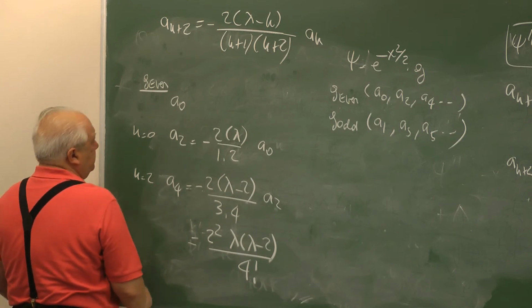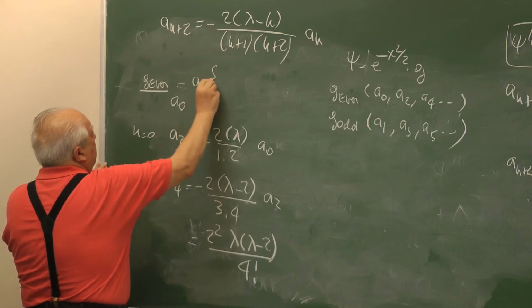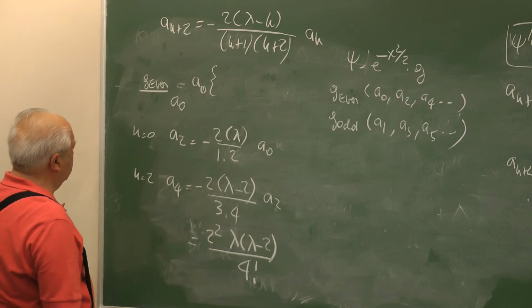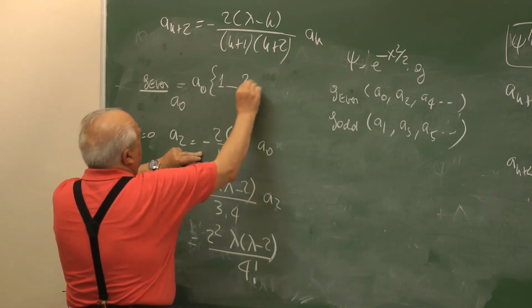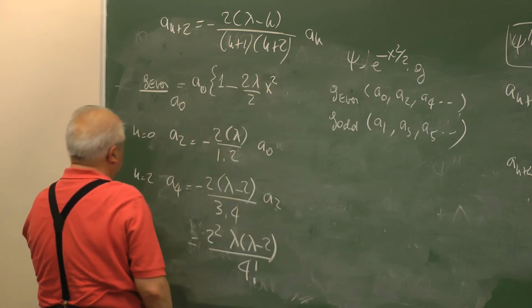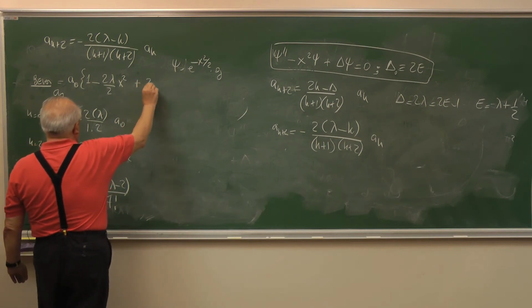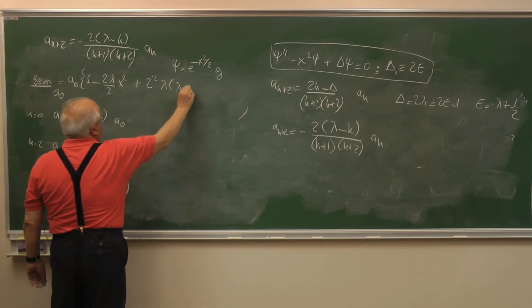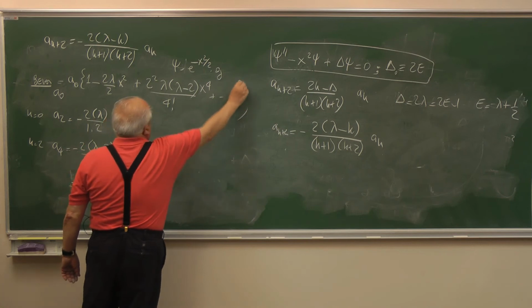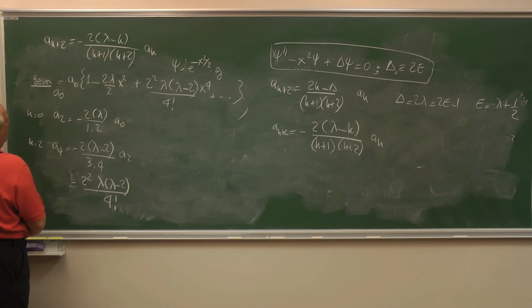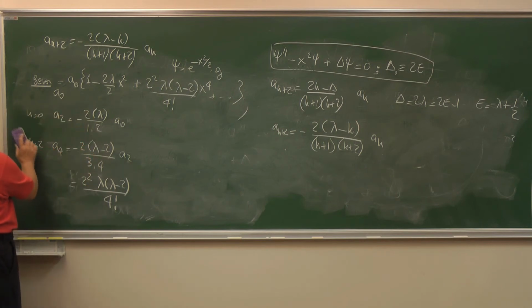So g even will go like this: a0 times x to the 0, which is 1, minus 2 lambda over 2 x squared, I can erase this one now, plus 2 squared lambda (lambda minus 2) x^4 over 4 factorial, plus etc. It's an infinite series. Now g odd.